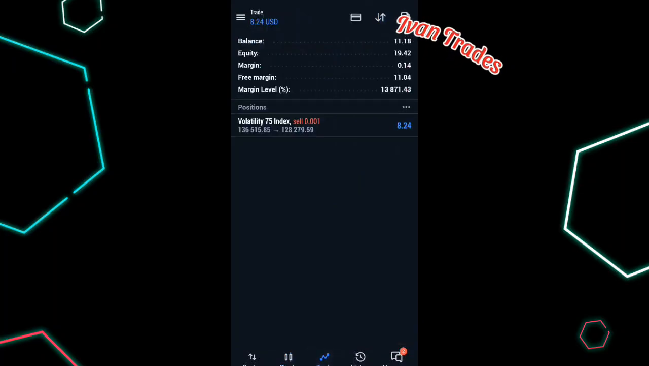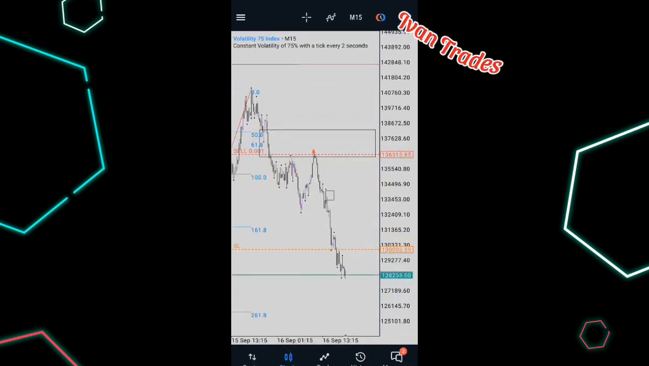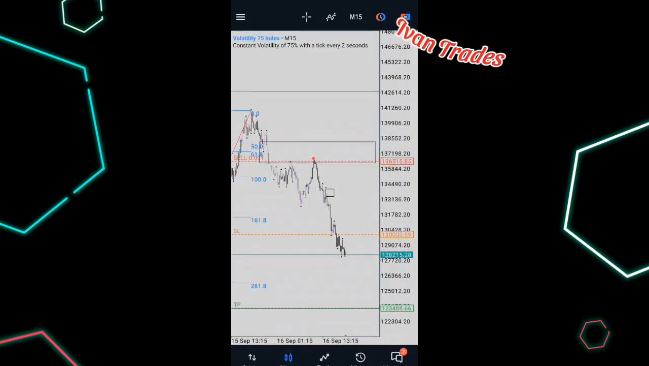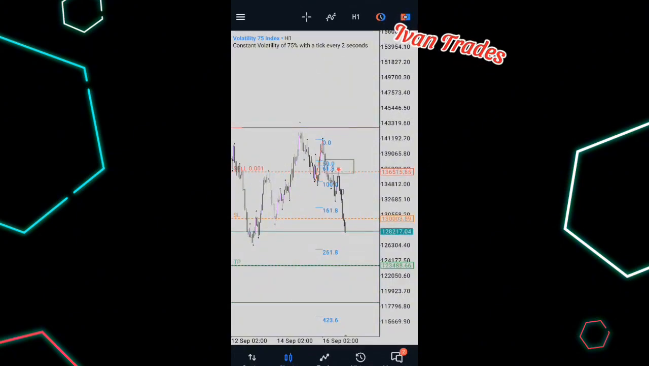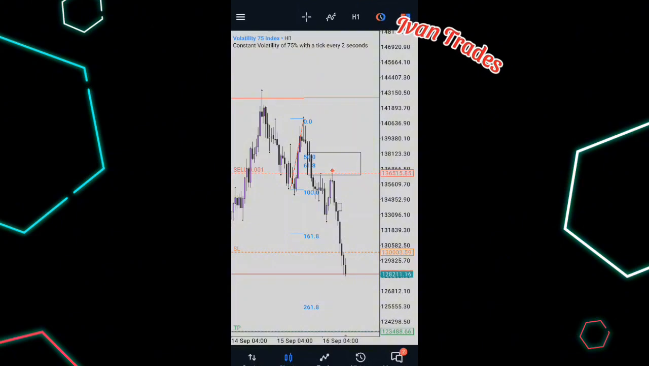I think this was a really good setup. These indices show cleaner price action. This price action is arguably cleaner than being involved in the forex, because in the forex it tends to be too choppy to handle. So let's just wait and see if the price will reach our ultimate target or not.